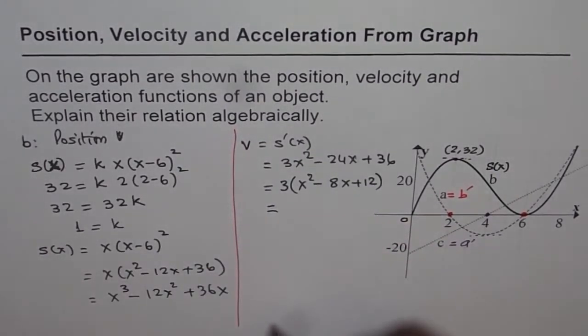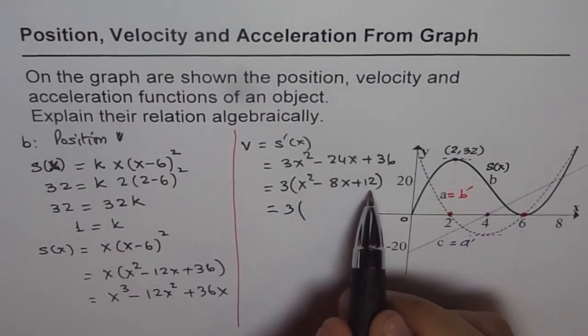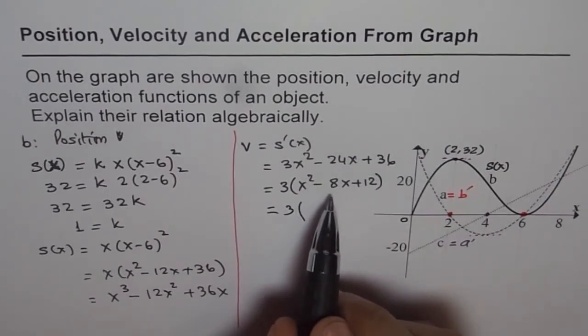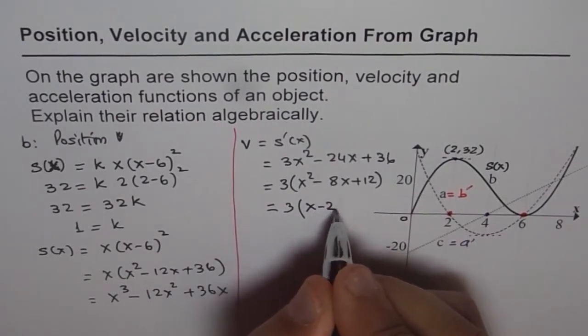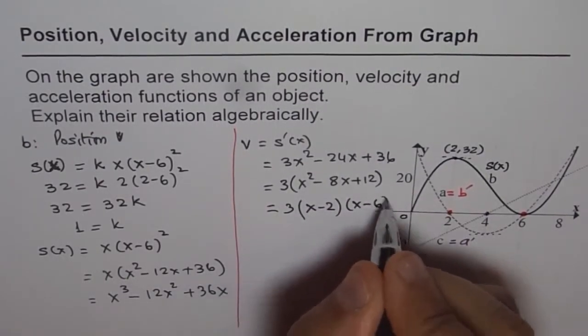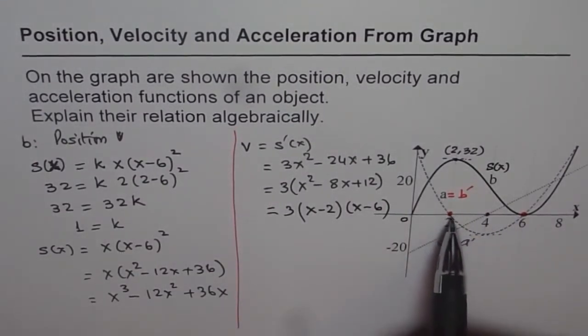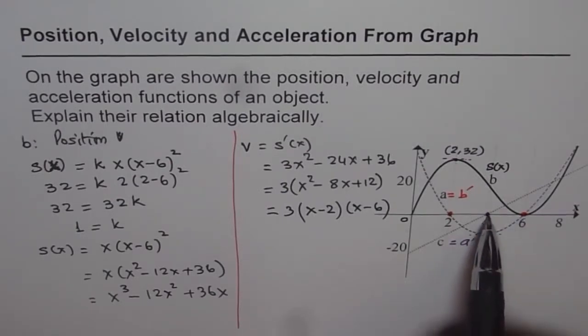And now we get 3 times, the product of two numbers should be 12 and the sum should be minus 8. So the two numbers are 2 and 6, both negative, right? So we get 3 times x minus 2 times x minus 6. And truly that is the graph with two intercepts at 2 and 6. Perfect, right? If you put the value 4, you will get the minimum also, so you can find that position.